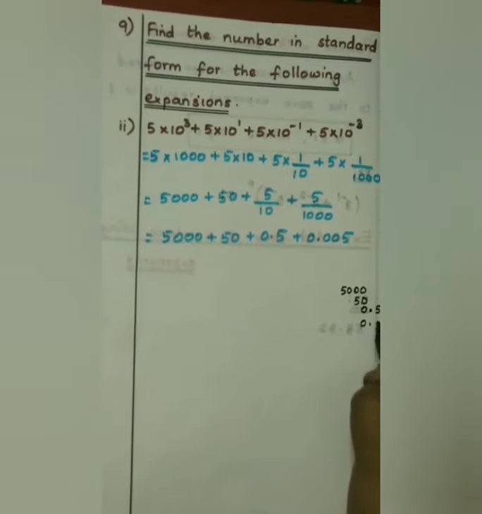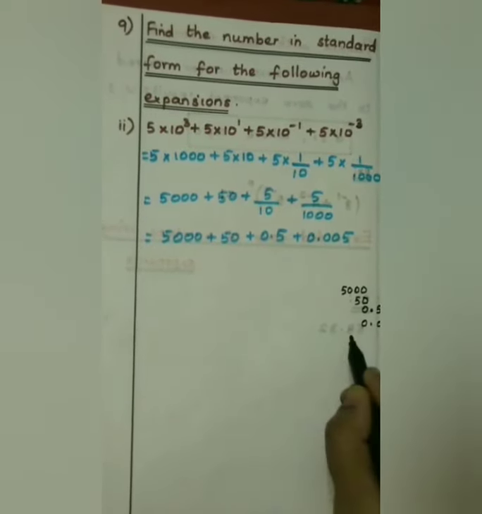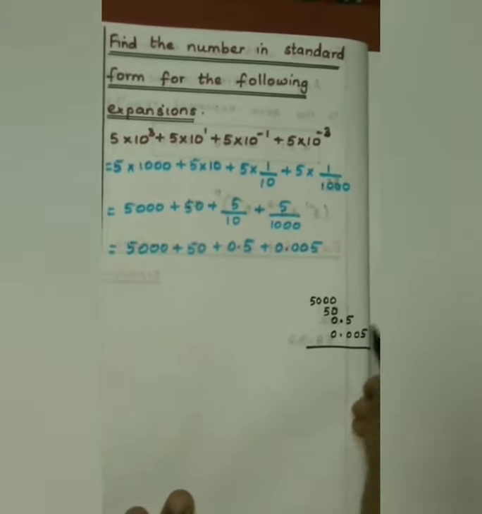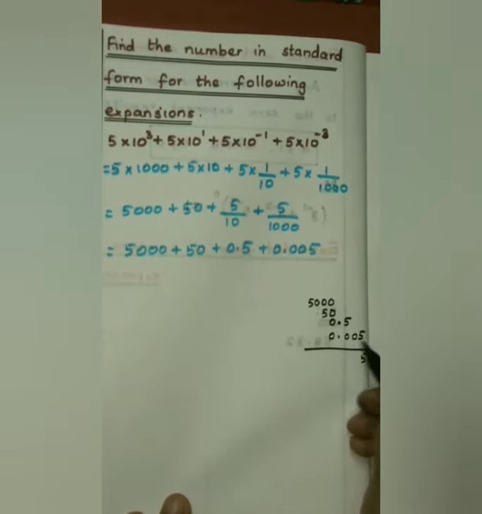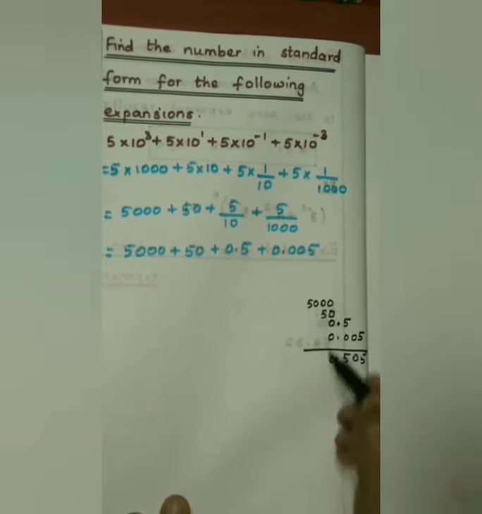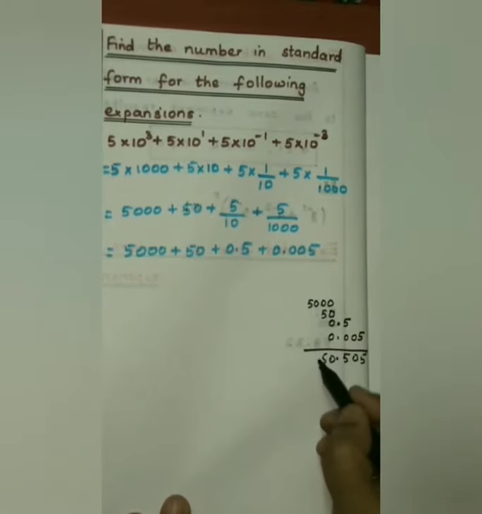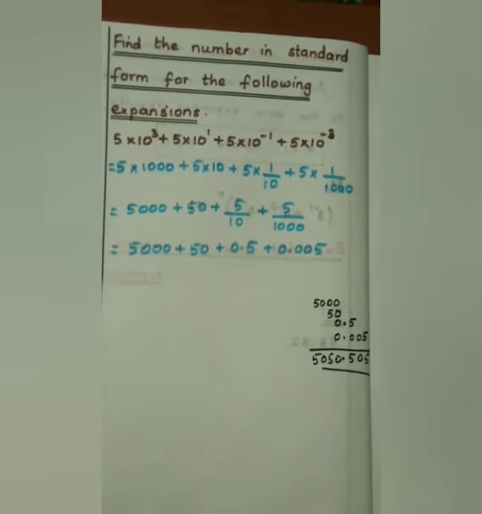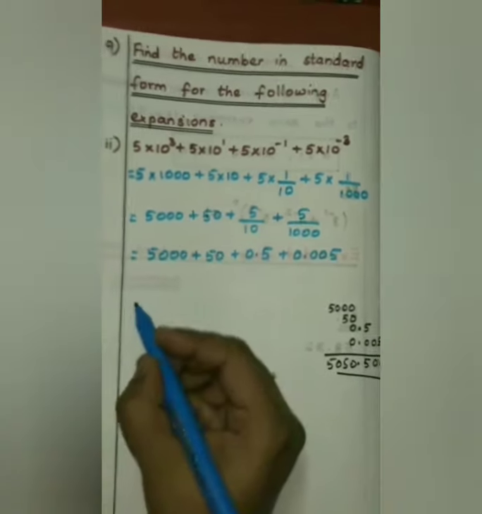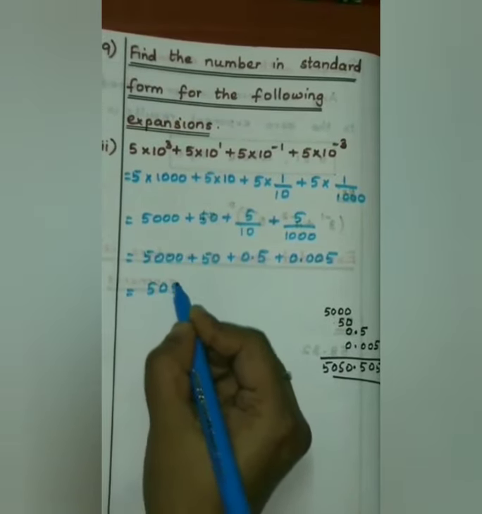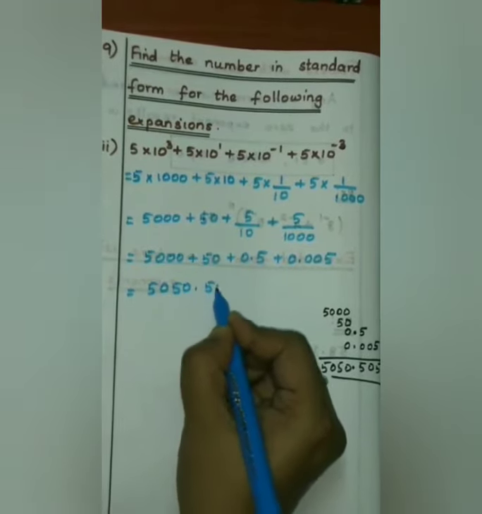So 0.005. Add now. 5, 0, you write 0 here. 5 plus 0, 5. Keep the decimal point. 0, 5, 0, then 5. So the answer is 5050.505.